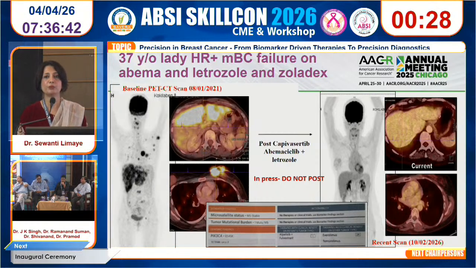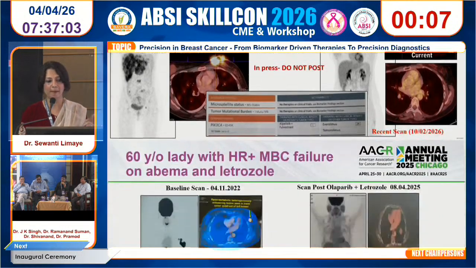Later on treated with capivasertib, abemaciclib, letrozole. The INAVO trial happened later. We treated this patient earlier, and the PIK3CA mutation, which homes into the breast. And look at the breast, and look at the scan and the date of the scan. This is 2021, and this is 2026. This patient lives on as if nothing happened to her.